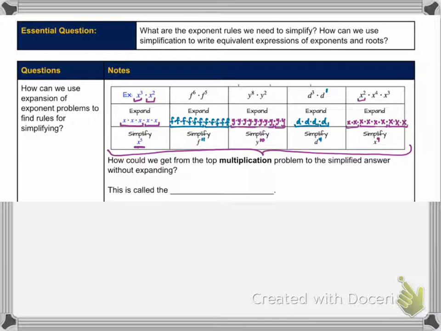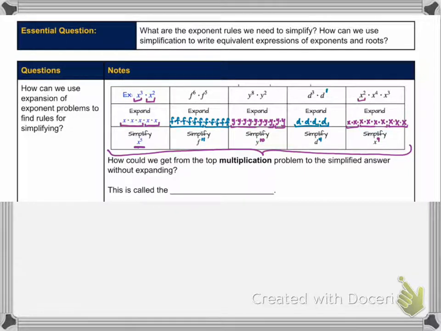But I want you to stop and think about what is a rule that we could write that would get me from the top problem to the bottom answer without having to write out all those expanded forms, because you can tell it's going to get kind of annoying to have to always write out those expansions. You can, but then you're just going to be writing a bunch of things over and over. And what if I asked you to simplify like x to the 80th times x to the 34th? You don't want to have to expand that out. You want a rule for it.